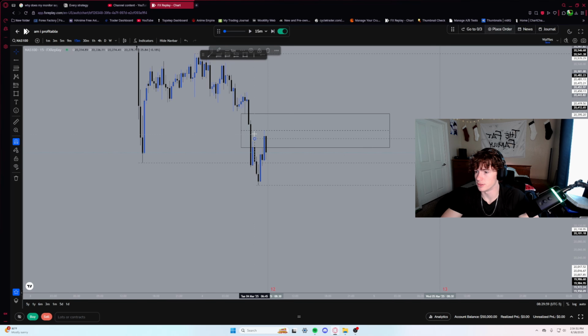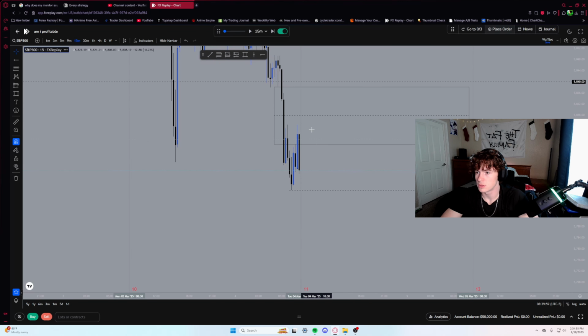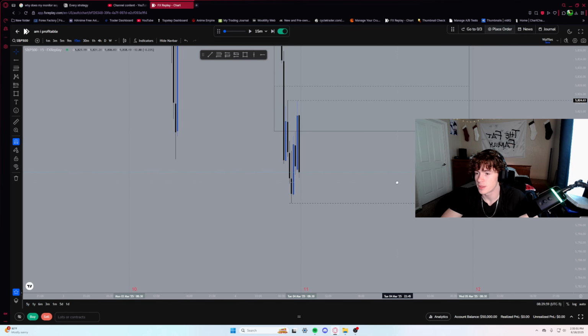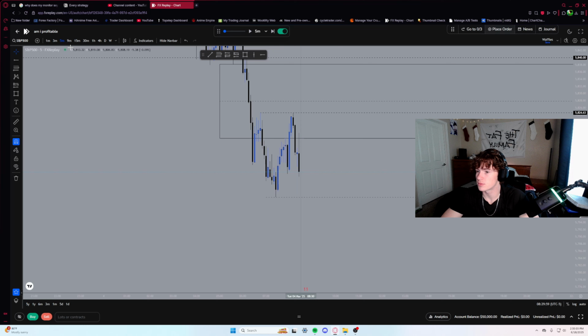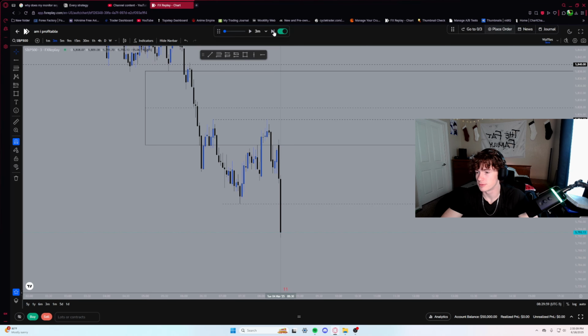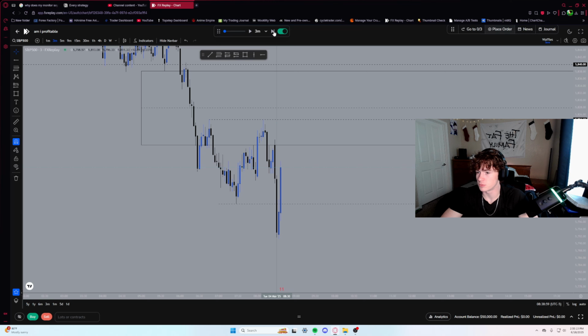We have a high right here that we swept on NQ, and the high we failed to sweep on ES. Would you look at that? All right. We already retraced. Let's wait for market open here. Let's get a fair value gap retracement.